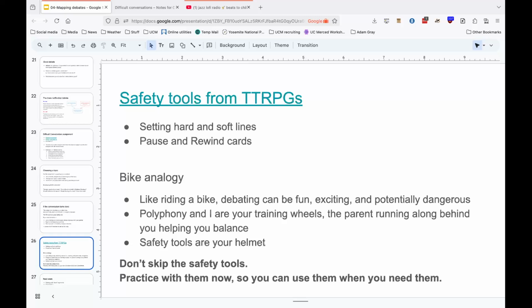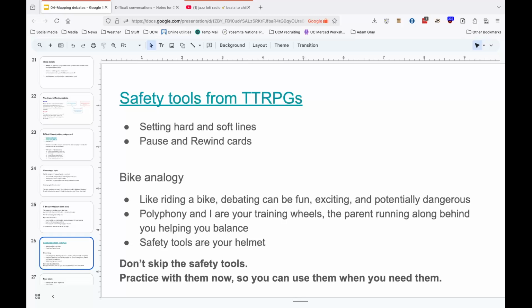The other two tools you can use, which we didn't get a chance to practice with today, but I have examples, are called pause and rewind cards. So a physical card with a pause symbol and, your direction, is that rewind? No, that's fast forward. That's rewind. Okay, physical cards with the pause and rewind symbols. The idea is you have these on the table when you're having your conversation, and anyone at any time can pick one of these up.